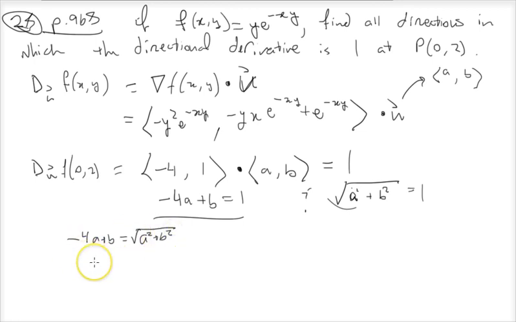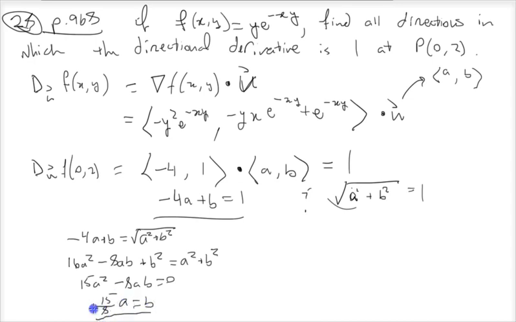We square both sides and distribute everything, and we get 16a squared minus 8ab plus b squared equal to a squared plus b squared. Then we get 15a squared minus 8ab equals 0, and that will reduce down to 15/8 a is equal to b. Given an equation like this, what we have is an equation for all of the possible solutions. In other words, any two values of a and b that satisfy this ratio will also satisfy this equation, and all those values will be possible directions in which the directional derivative will be equal to 1.